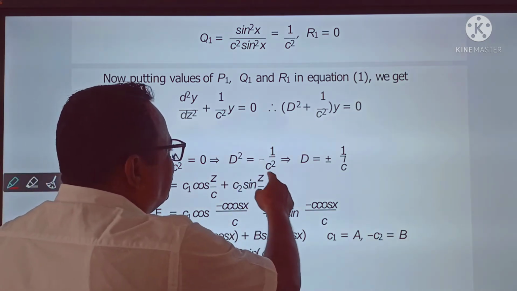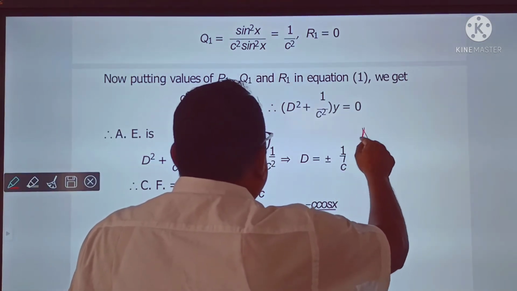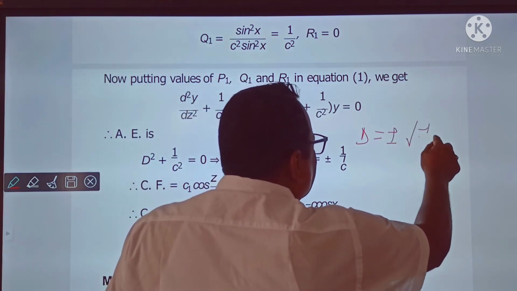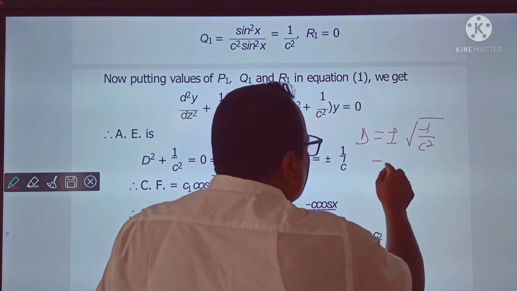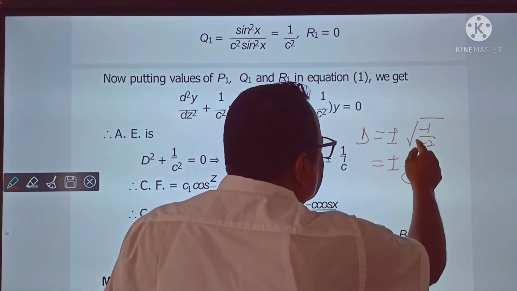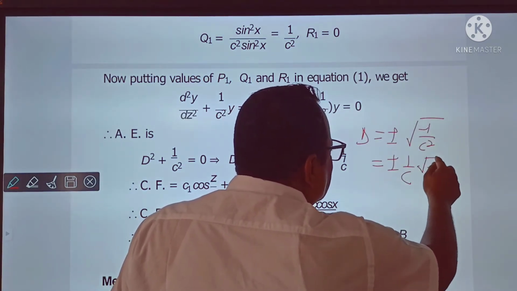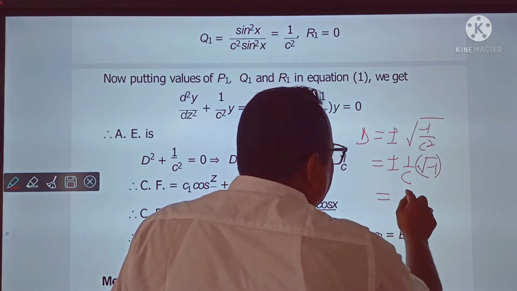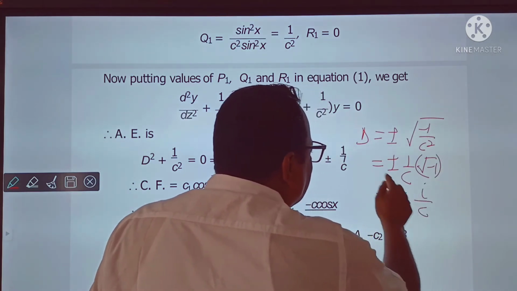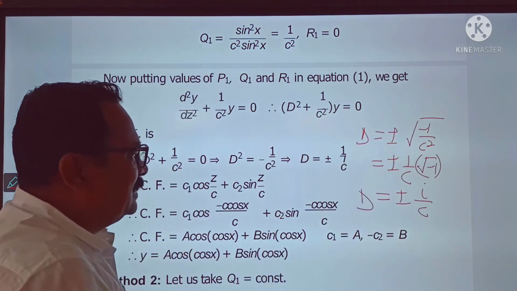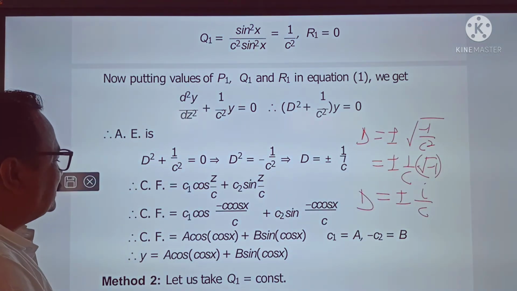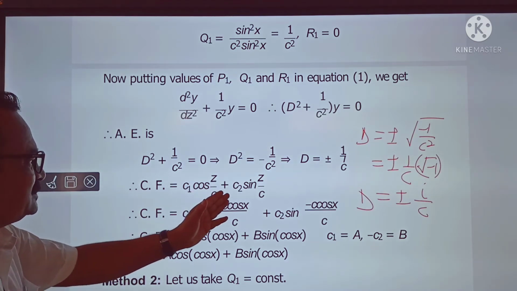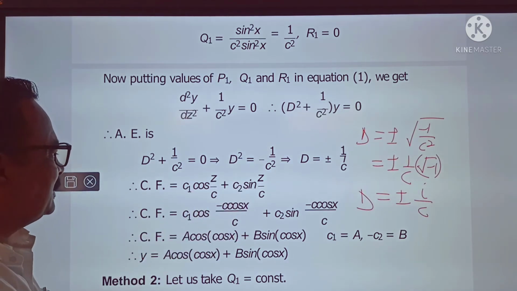In this way, d is equal to plus minus square root of minus 1 upon c square. So plus minus 1 upon c and square root of minus 1. The square root of minus 1 means i. So we get plus minus i upon c, the roots of this auxiliary equation. That's why the complementary function is c1 cos of z by c plus c2 sin of z by c.